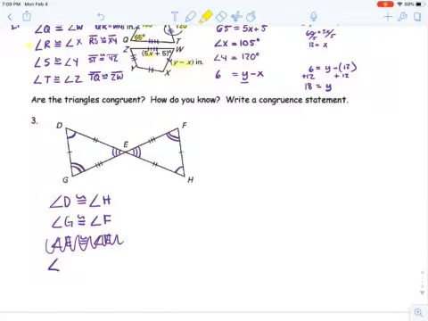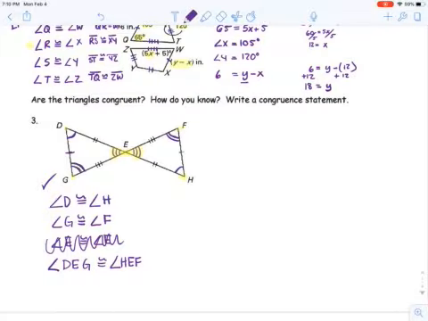So, angle DEG, this angle right here, is congruent to angle HEF, the angle on the other side. So all the angles are congruent. It's looking hopeful. Let's go check and see if all the sides are congruent.